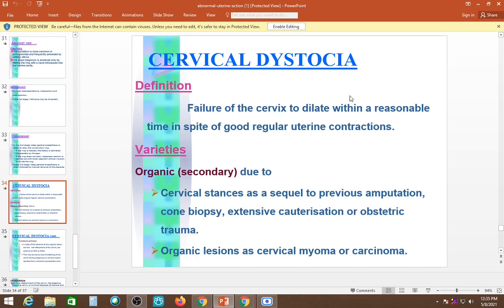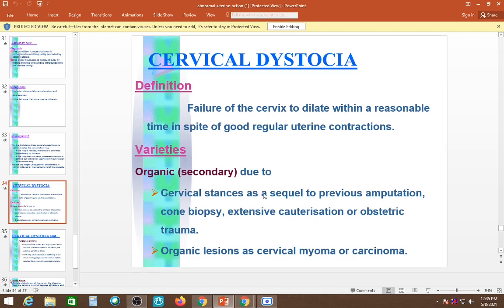In cervical dystocia, when the given time is up, there is no improvement in the dilatation of the cervix. The varieties are organic or secondary, and functional or primary. If it is organic, it can be due to cervical stenosis, maybe the problem with the cervix as a sequel to previous amputation, or a history of any surgery or any problem with the cervix of the mother. Then a cone biopsy, which the mother may have undergone for detection of any problem, or extensive cauterization, or obstetric trauma.